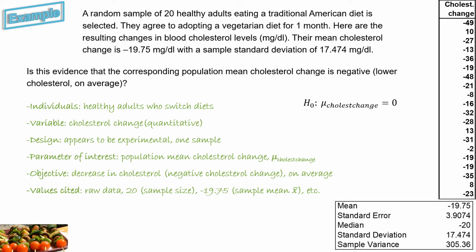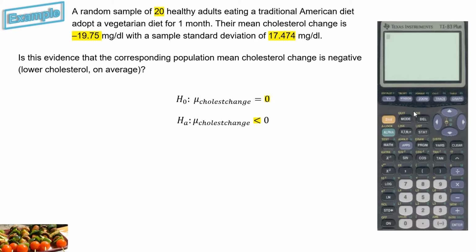The alternative hypothesis is clearly one-sided because we would like to know if the switch in diet leads to a decrease in cholesterol on average. So our alternative is that mu cholesterol change is negative. If we use, for instance, a TI graphing calculator, we go to the submenu Stat Test, and then we select T-Test. We could have entered the raw data into a list and then selected the data input. Instead, I will just use the summary statistics and therefore select the stats input option.